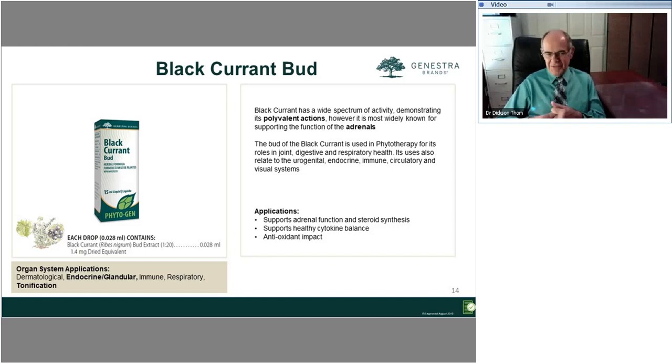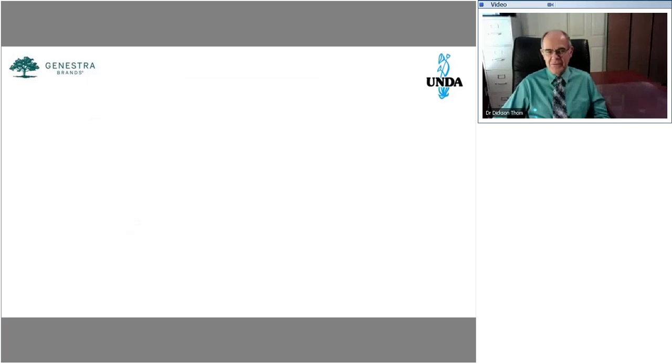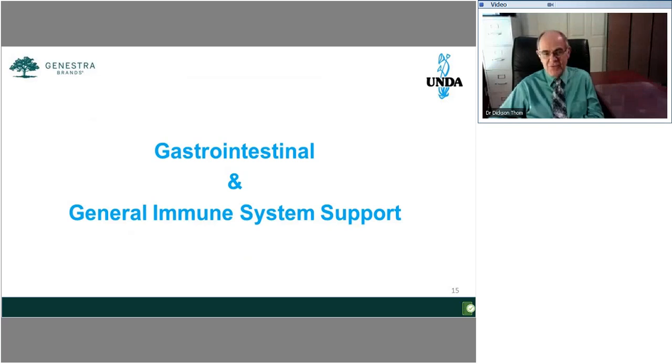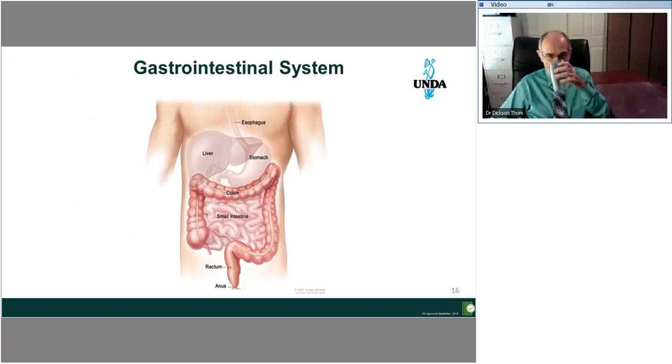My typical dosage is 10 drops of the phytogens twice a day. Sometimes you'll see 7 drops twice a day, but just through experience and using them for years and years, I find 10 drops twice a day in complement to the UNDA numbers is a great combination to utilize. So we're going to move away from that and look at some other general immune support as well as some GI support.